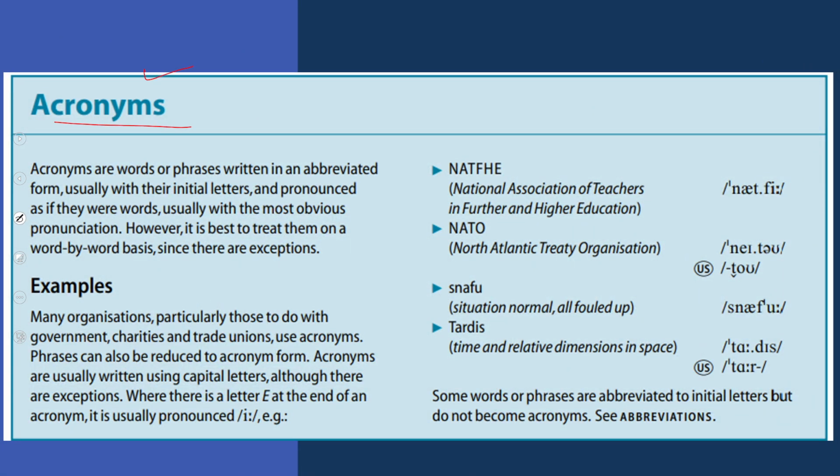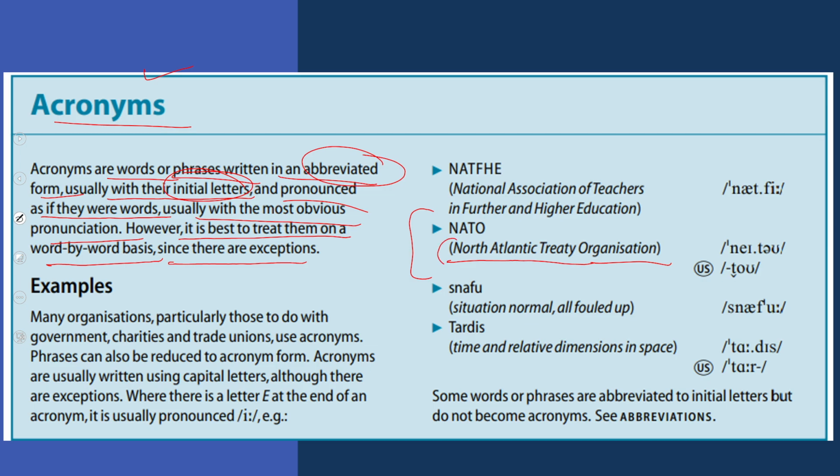Acronyms, what are they? They are words or phrases written in an abbreviated form, usually with their initial letters. So every word's first letter is added and pronounced as if they were words, usually with the most obvious pronunciation. However, it is best to treat them on a word-by-word basis since they are exceptions. For example, there's an organization, North Atlantic Treaty Organization. We call it NATO for short.